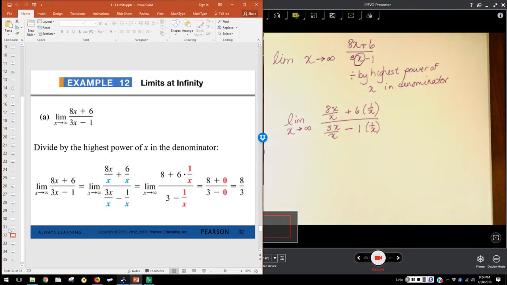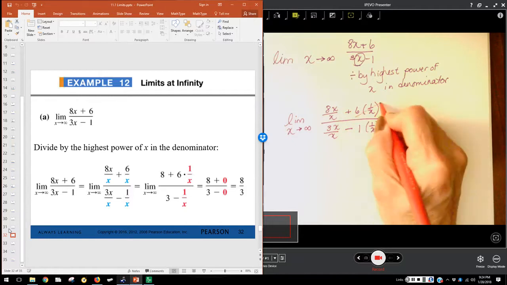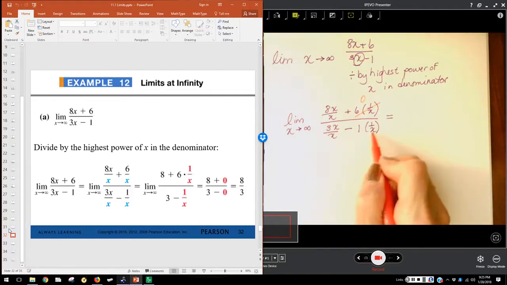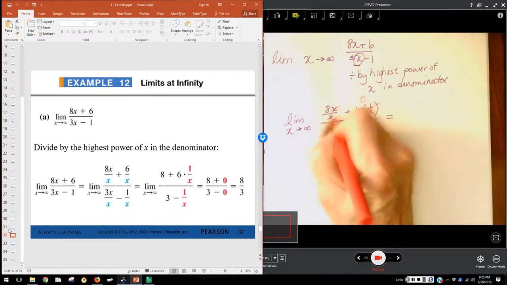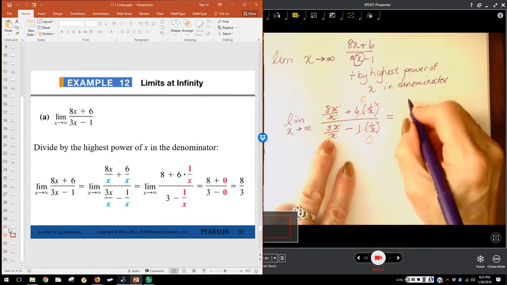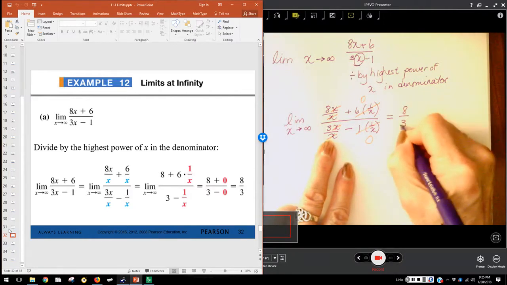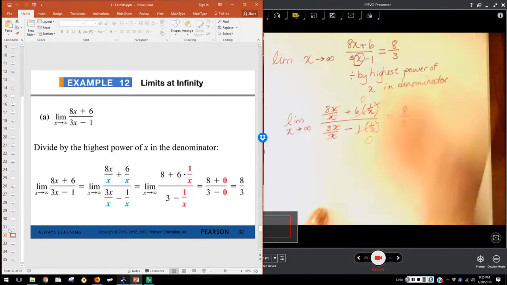So what happens here, once again, is that the limit of this term as x approaches infinity goes to 0. The limit of this term as x approaches infinity also becomes 0. Since the x's cancel out in the first two terms, what we're left with is 8 over 3. So that's the limit as x approaches infinity of the rational expression that we started with. Don't assume that it's always going to be the coefficient of the first term in both. It depends on what the highest power of x is in the denominator.